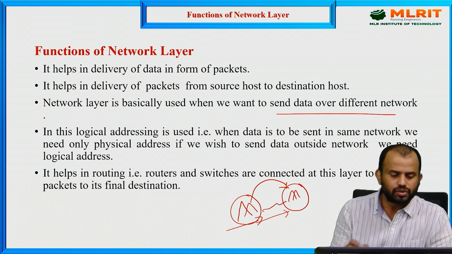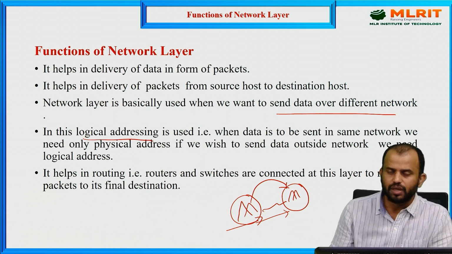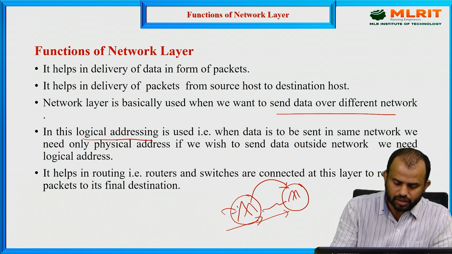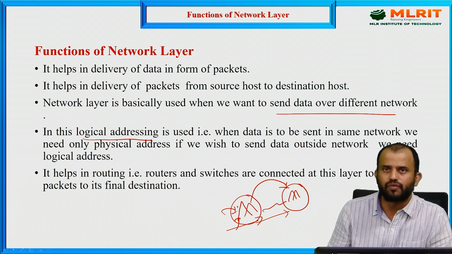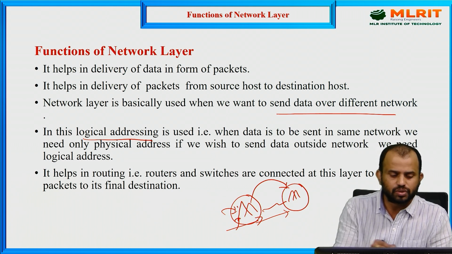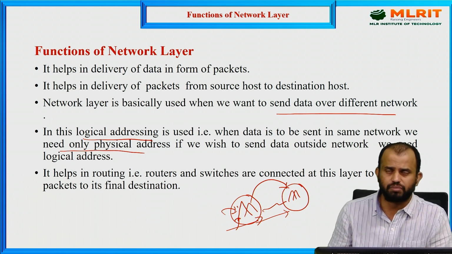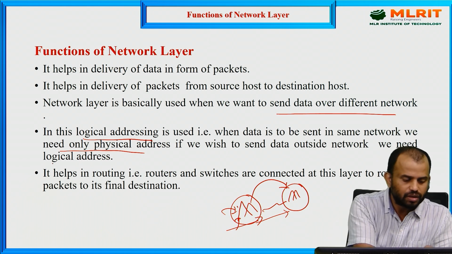In the network layer we also use logical addressing, which applies to data sent within the same network. For example, if we transmit data in the same network, the to address is the same as the from address, which means data is sent in the same network. Generally we need the physical address, but if we want to send data outside the network, we need the logical address.